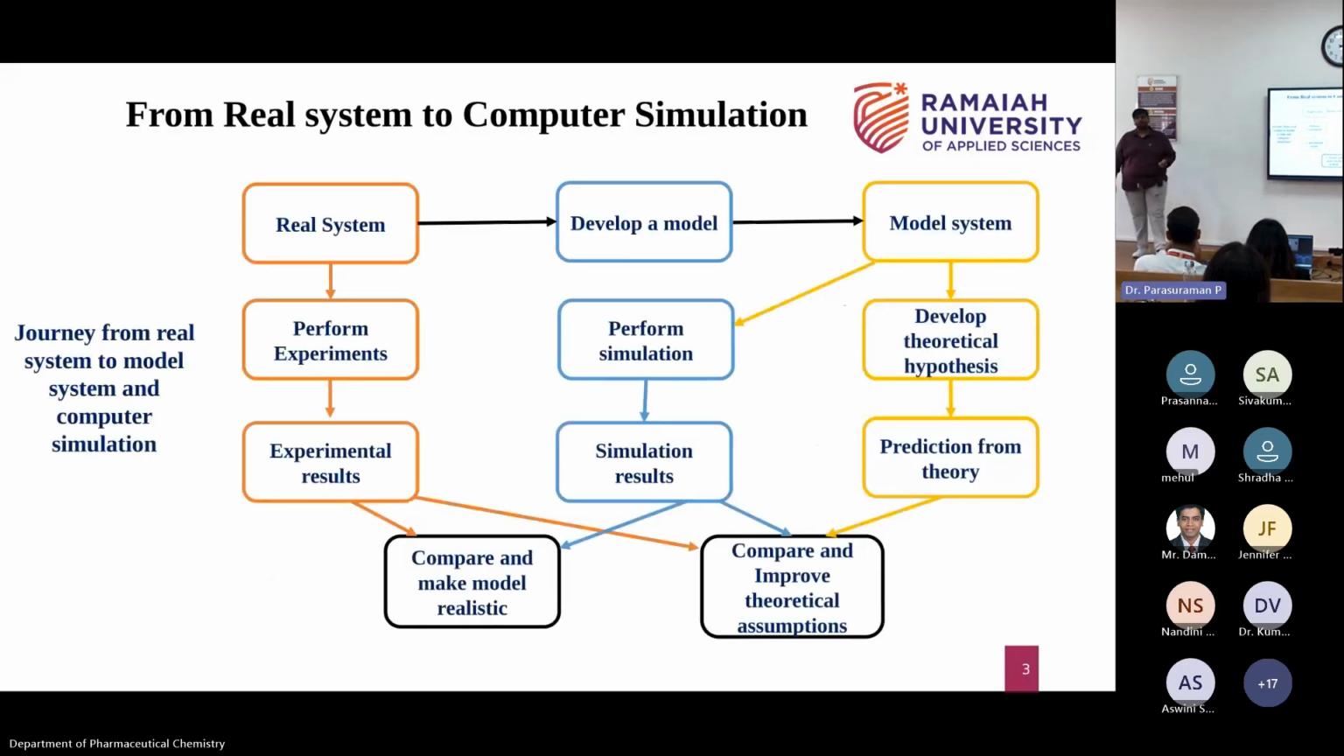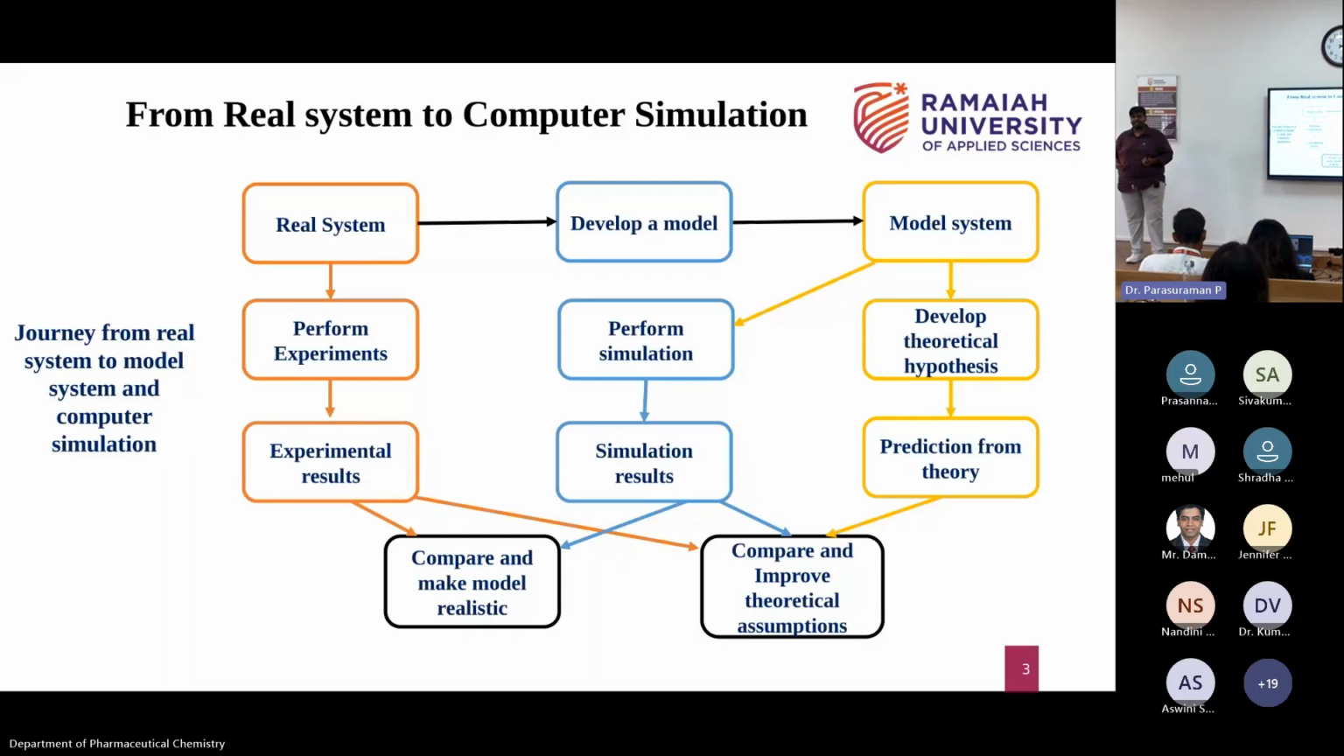So, from real system to computer simulation. Here we have a real system where we'll be in the lab, doing experiments, getting the results and analyzing them. Some experiments need a computer simulation, or are experiments which we cannot do, or we have a hypothesis and, based on the hypothesis, we need a prediction. At that time we'll be developing a model, a computer model.